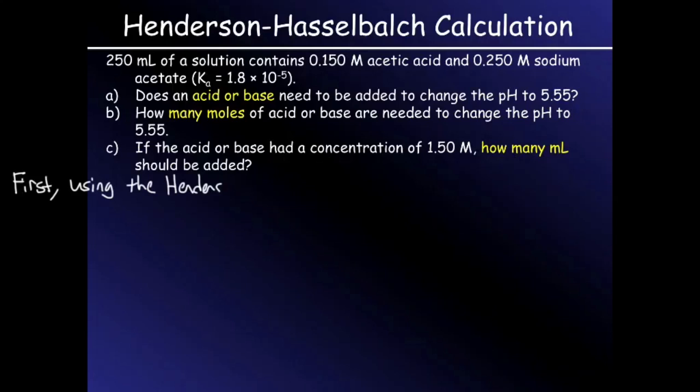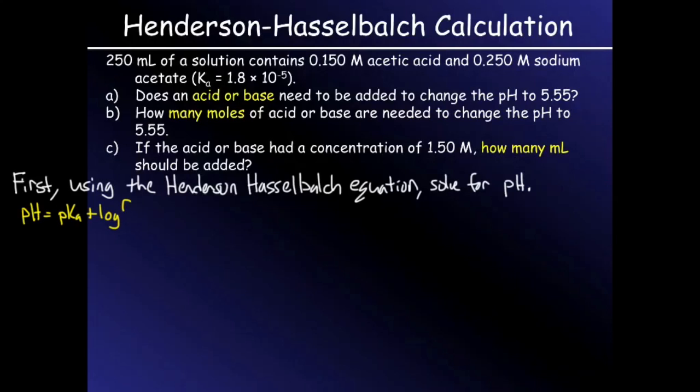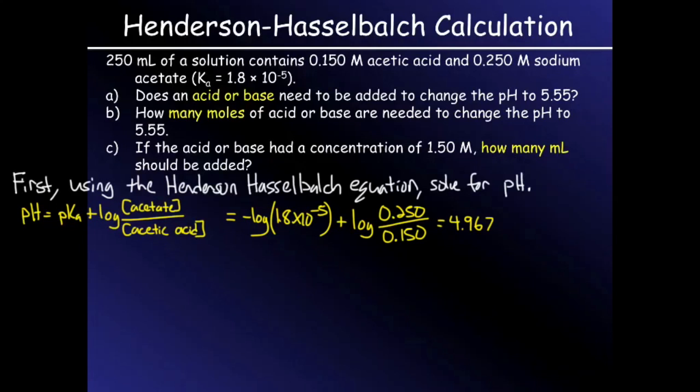Well, the first thing we need to do is solve for the initial pH of the buffer solution. We can use the Henderson-Hasselbalch equation to do that, knowing the initial base concentration and the initial acid concentration. In this case, we're given Ka, so we just take the negative log of that to get pKa, and plug in our base and our acid concentrations. We have a pH of 4.967.